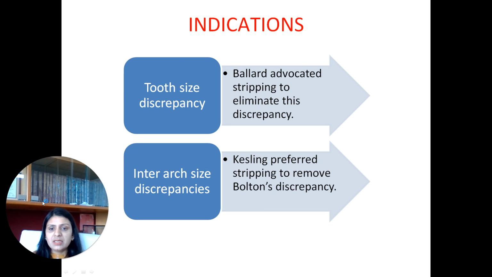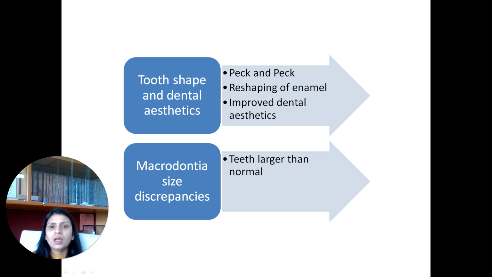Interarch size discrepancies, as we perform Bolton's analysis to know the maxillomandibular disproportion in the arch. So if that Bolton's discrepancy exists, Kessling preferred stripping to remove it. Tooth shape and dental aesthetics: if there is some kind of abnormal shape of the teeth in the arch, then Peck and Peck recommended reshaping of enamel, which will also help in eliminating the lower crowding and improve dental aesthetics.